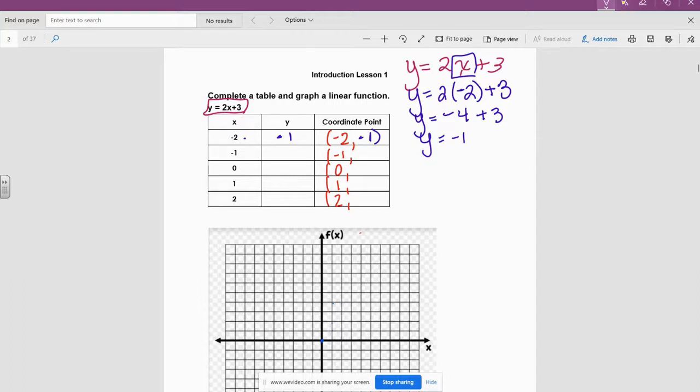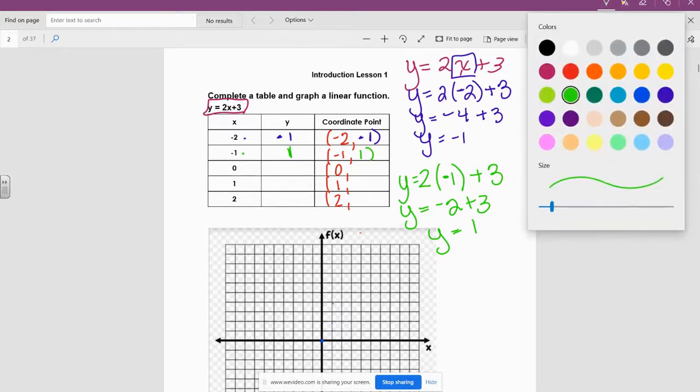I'm going to do the same thing again. This time I'm going to input x is -1. Same equation at the top. So y equals 2, instead of an x, I'm going to input -1 and add 3. So y equals -2 plus 3, which is +1. So when x is -1, y is 1. So my coordinate point is -1, 1.